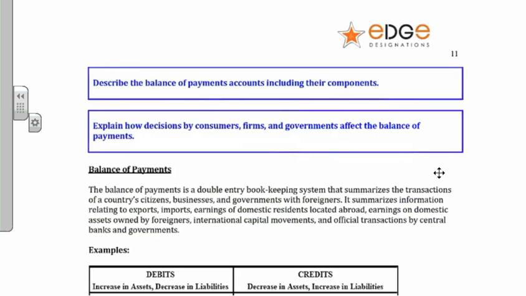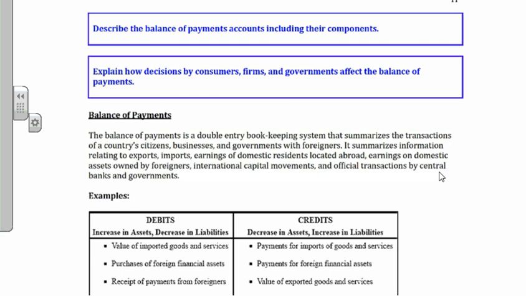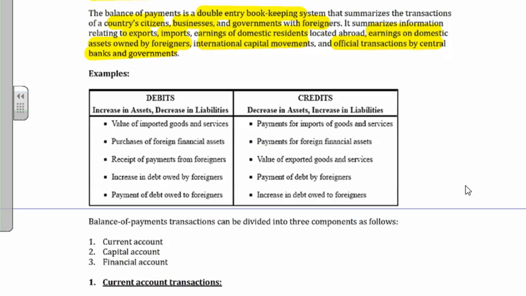Over the page, top of page 11, we're going to talk now about the balance of payments. Let's have a quick look. Balance of payments is really, look at the words, guys, balance of payments. It's a double entry bookkeeping system that summarizes transactions of a country, its citizens, the businesses, the governments, with foreigners. It summarizes information relating to exports, imports, earnings of domestic residents located abroad, earnings on domestic assets owned by foreigners, international capital movements, and official transactions by central banks and governments. We've got a few examples for you down there.